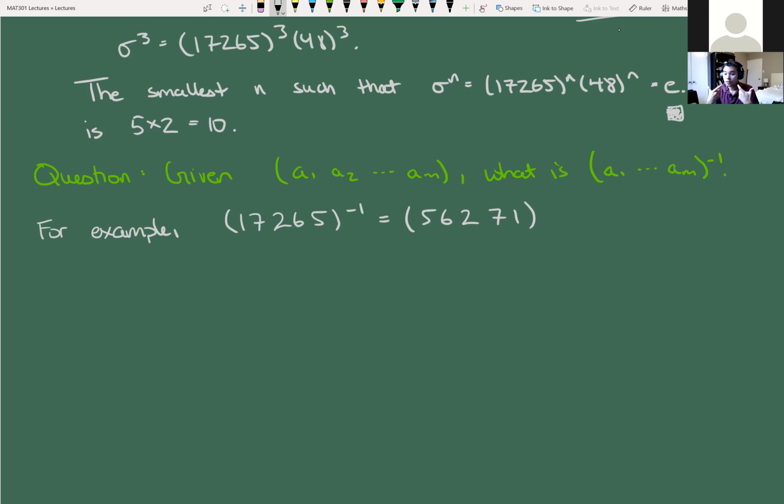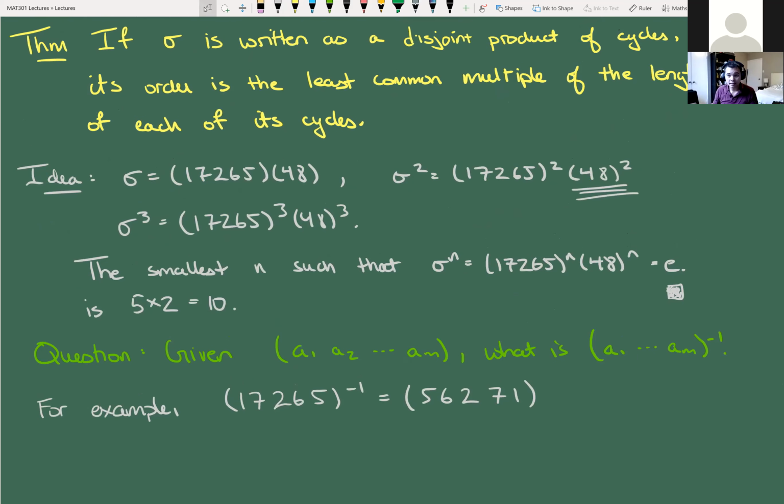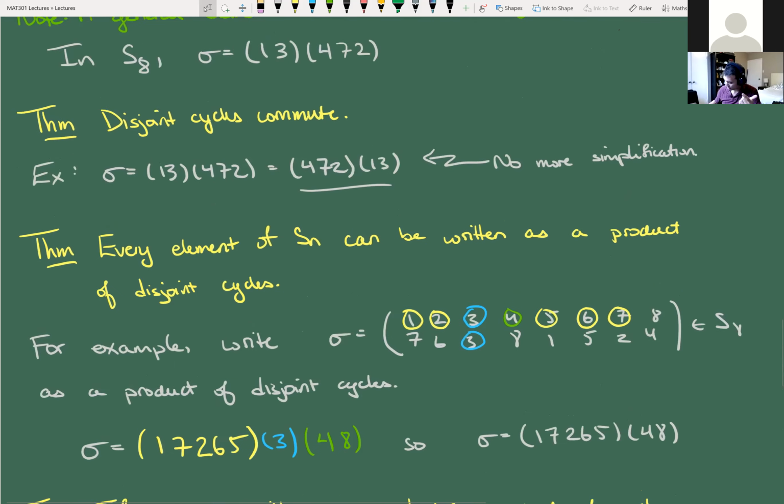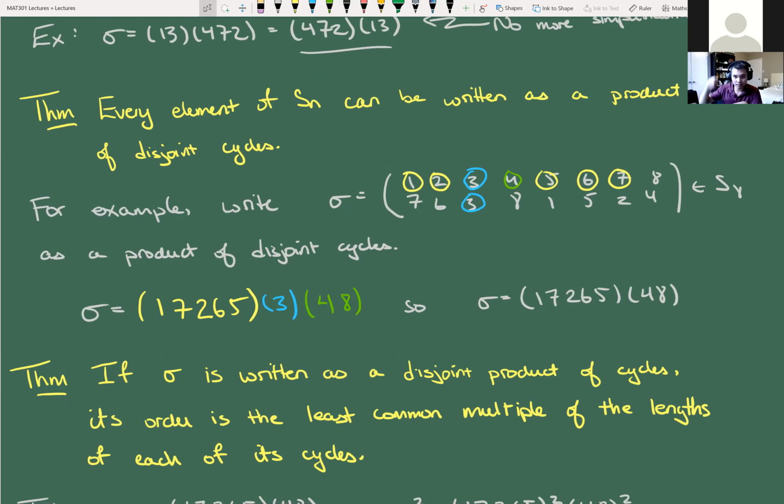And then with disjoint cycles, you would just invert each of the disjoint cycles, right? So above, we have this element in S8, 17265, and then the cycle 48, and 48 is its own inverse, so there's nothing crazy going on there. But this allows you to very easily and quickly compute the inverse of a cycle. Not that it was too hard to do anyway in the case where we use the notation like this, 1 to 7, 2 to 6, 3 to 3. It wasn't that bad because in that case you would just reverse the numbers as well. So that wasn't terrible, but another benefit of cycle notation.